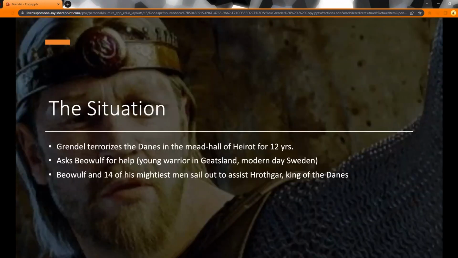Okay, but what happens in the actual story itself? Well, let me break it down for you. So we have this Danish king. His name is Hrothgar, and he rules over this mead hall, which is named Heorot. And the men and people of Heorot are being terrorized by this freakishly ugly monster named Grendel for 12 years. And the Danish people can do nothing about it. Their swords don't work. Their men constantly fall and die and get eaten alive by this monster.